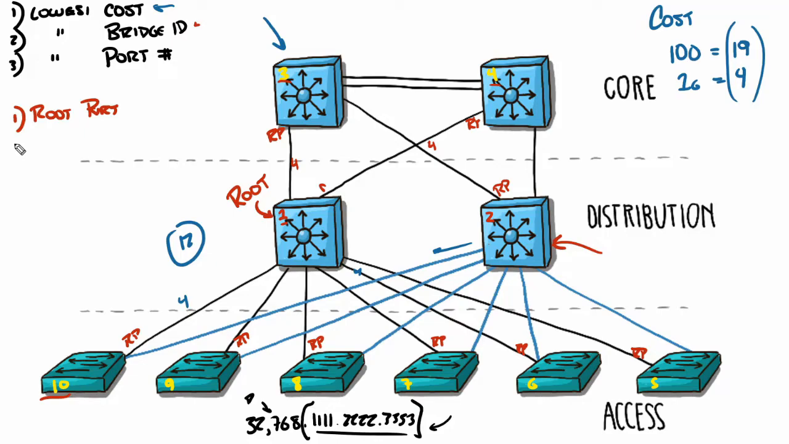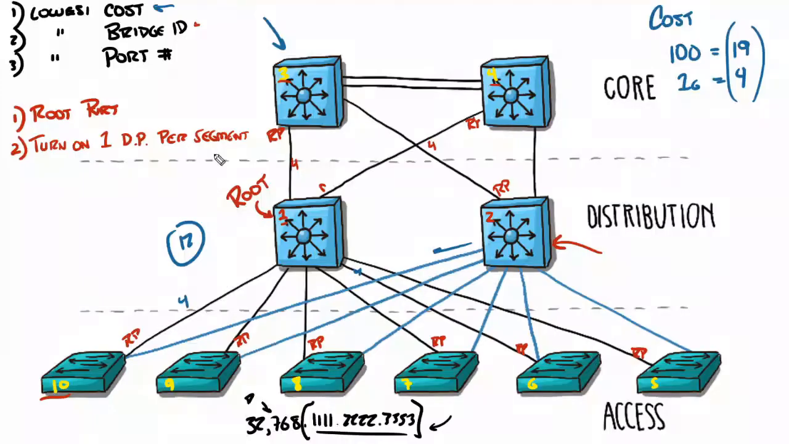Second part, and this is where most people get lost. Hang with me. The second step is it will light up, I'll just put turn on, one designated port per segment. So let the questions flow. What is a designated port?